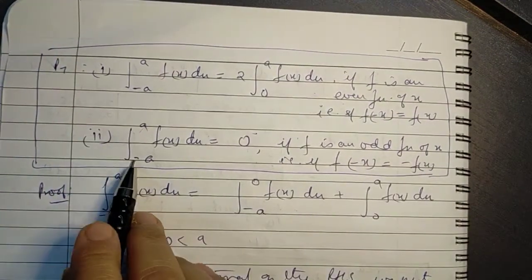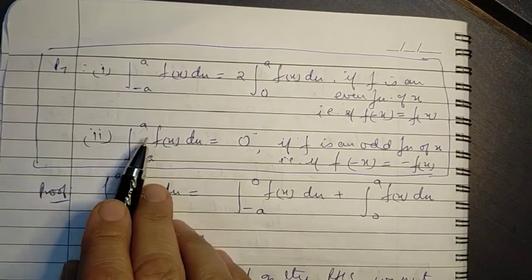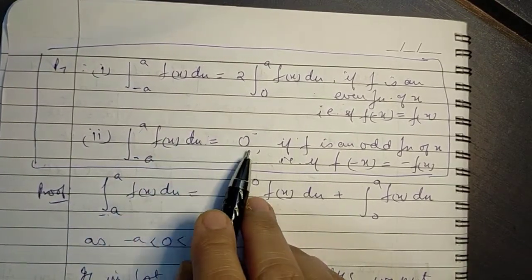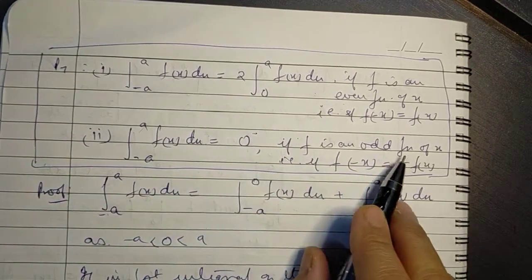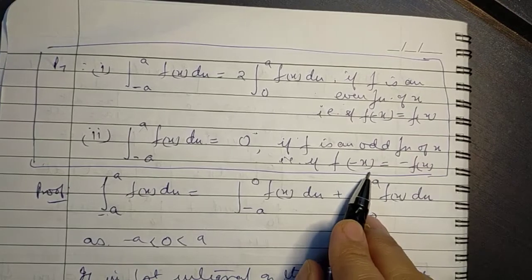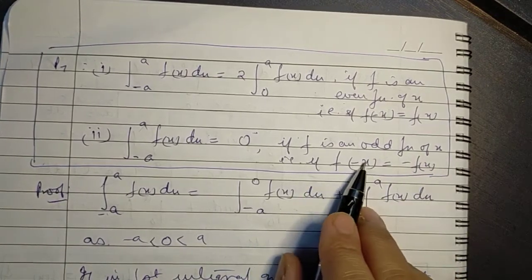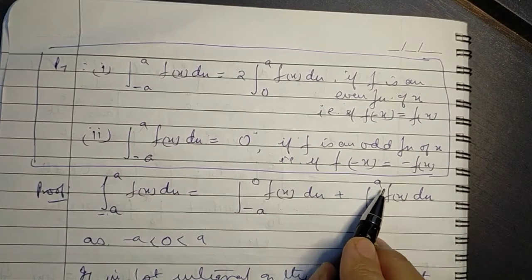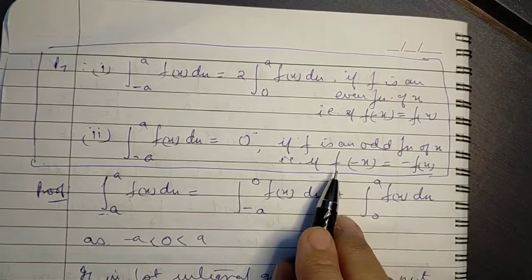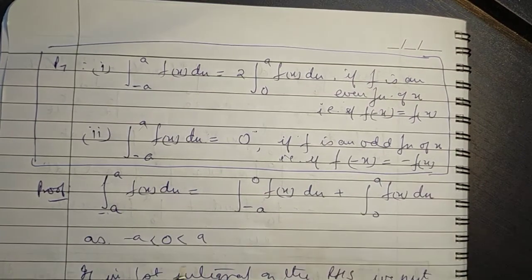The other property is, integral from minus a to a f(x) dx is equal to 0 if f is an odd function of x. That is, if f of minus x is equal to minus f of x. That is, a function is said to be an odd function if on replacing x with minus x, the function becomes the negative of its original form.